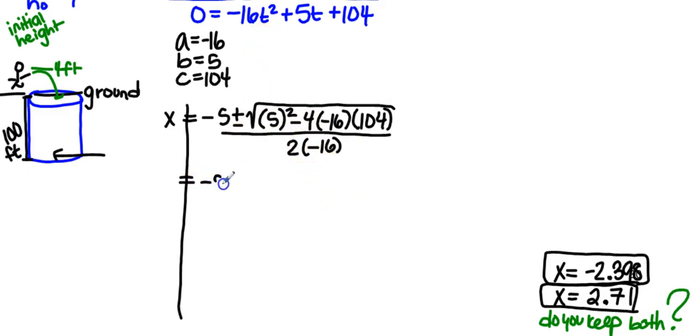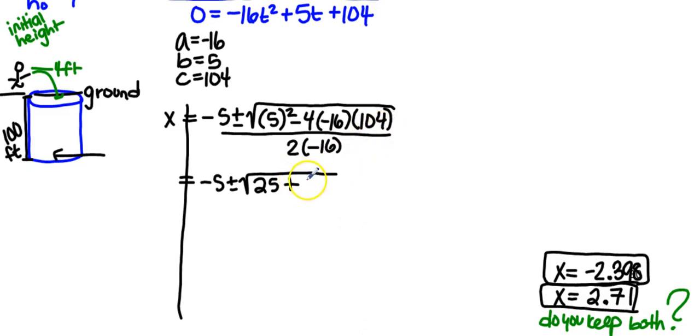So let's see. Negative 5 plus or minus the square root of 25. 5 times 5 is 25. And then first decide on your signs. Negative times a negative is a positive. Times a positive, that's still positive. So when I multiply these 3 numbers together, I know it'll be a positive number. Now I can use my calculator to do 4 times 16 times 104. So if you haven't gotten your calculator out yet, please do so now. Press pause, go get your calculator, and do 4 times 16 times 104.